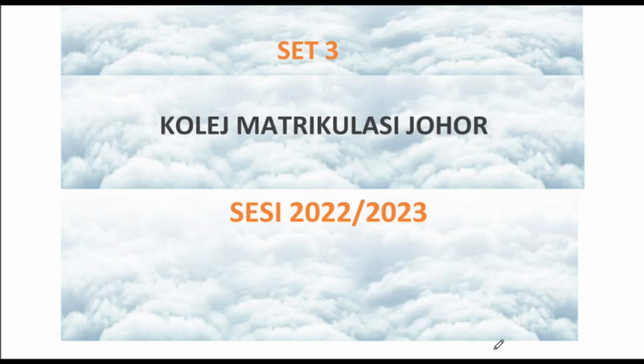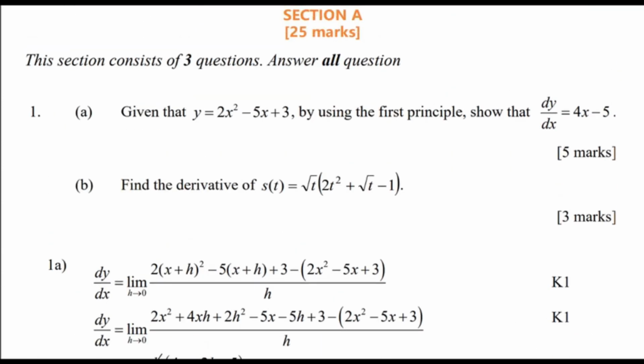Kita akan membincangkan wow set 3. Baik, section A. Soalan yang pertama. 1. Given that y equals to 2x square minus 5x plus 3, by using the first principle, show that dy/dx equals to 4x minus 5. And then B, find the derivative of s(t) equals to √t (2t square plus √t minus 1).